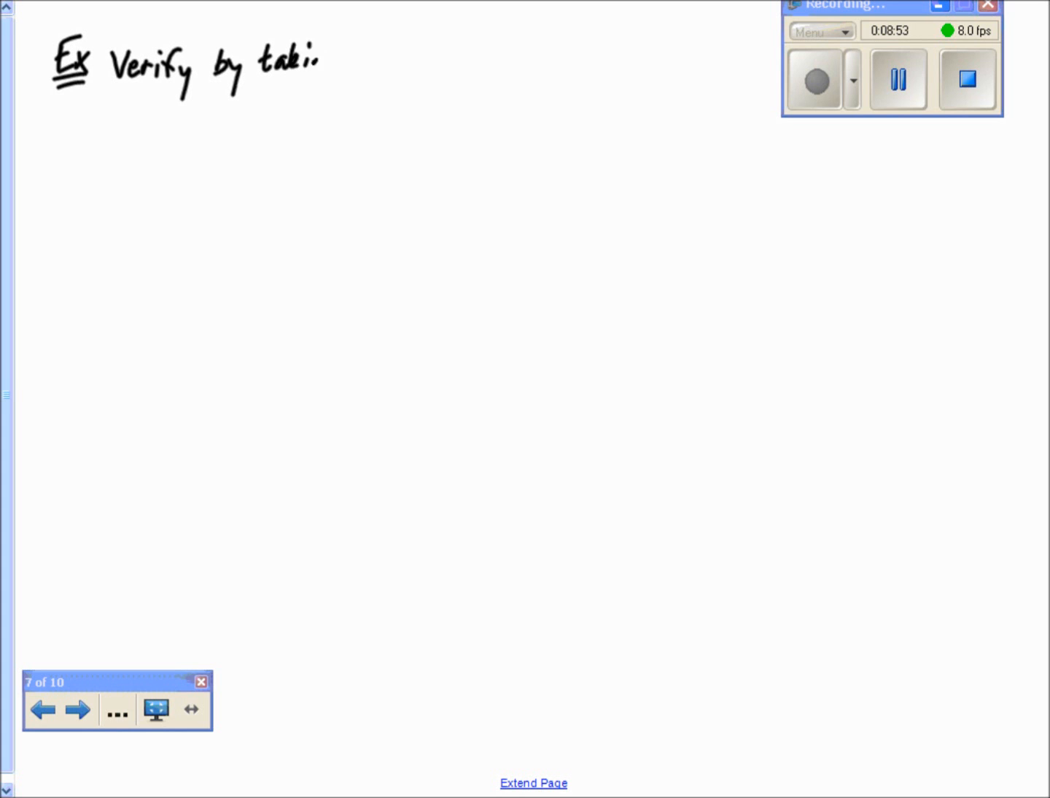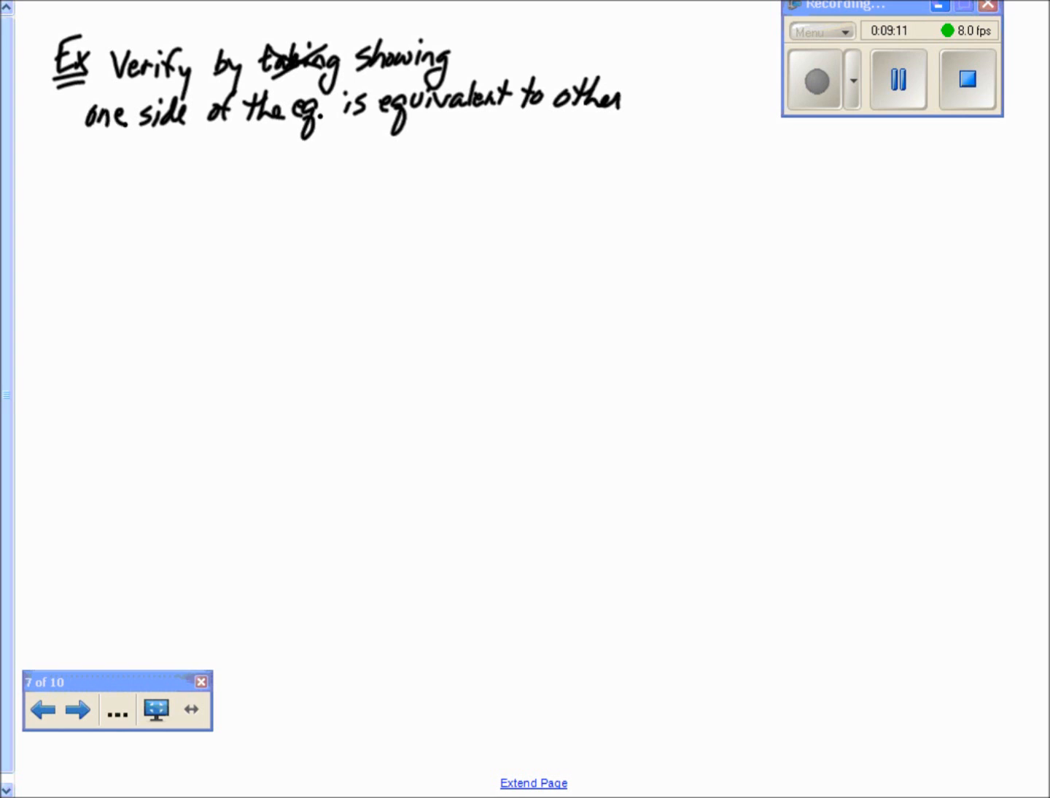Verify by showing, or taking one side of the equation, that one side is equivalent to the other side. So we're going to verify again. And theta is between, let's go with 90 degrees greater than 0. So we've got this acute angle for theta, okay? So let's do this first one.